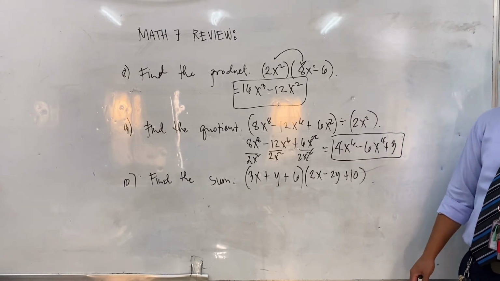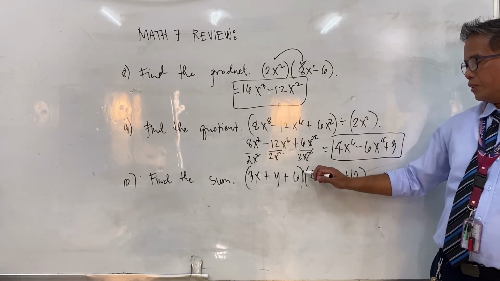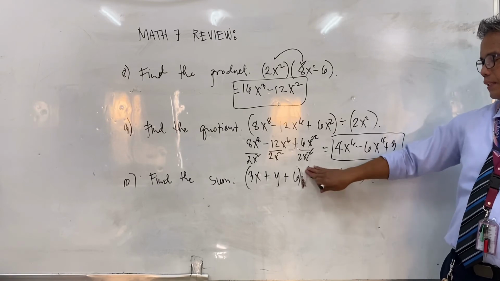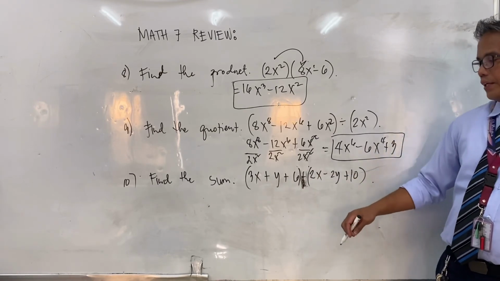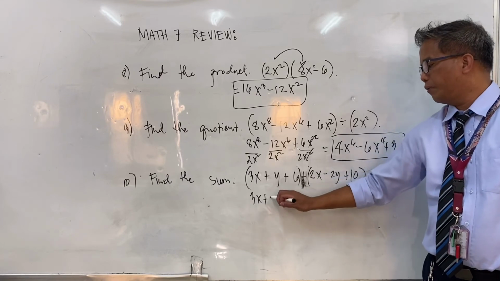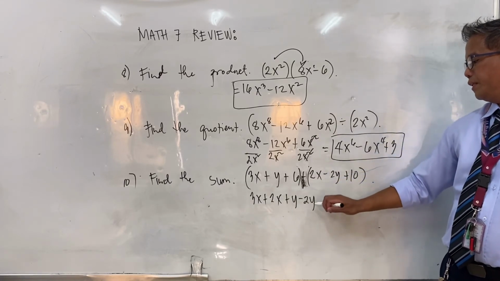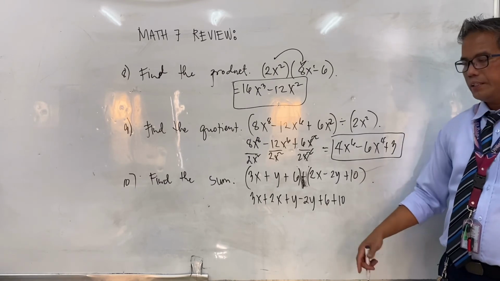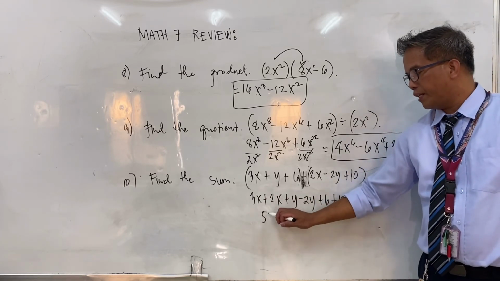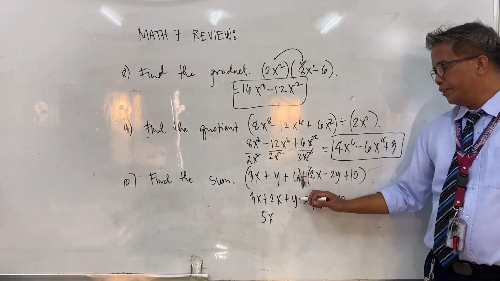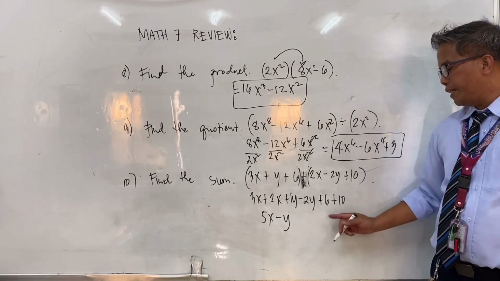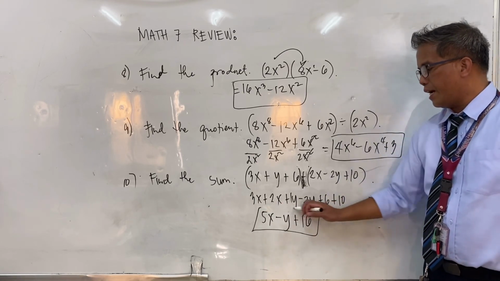Next. Question number 10, find the sum. Meaning you're going to use addition here. If there's a parenthesis, all you have to do is just remove it. So combine similar terms, we have now 3x plus 2x, then plus y minus 2y, plus 6, plus 10. So just remove the parenthesis. 3x plus 2x equals 5x. Y minus 2y, understood, there's 1 here. 1 minus 2 equals negative 1. So negative 1y or negative y. So minus y, then 6 plus 10 equals 16. So this is now the answer. Okay?